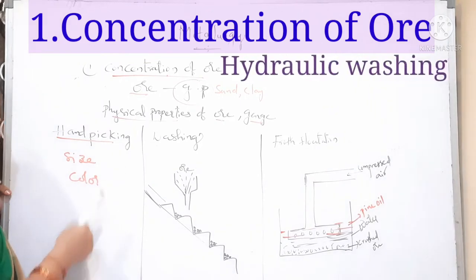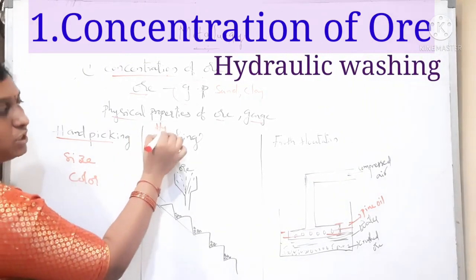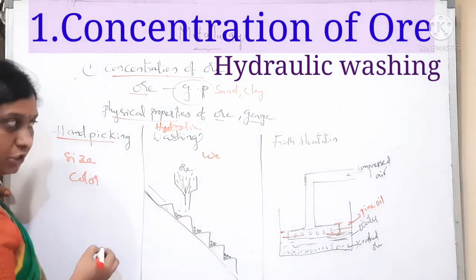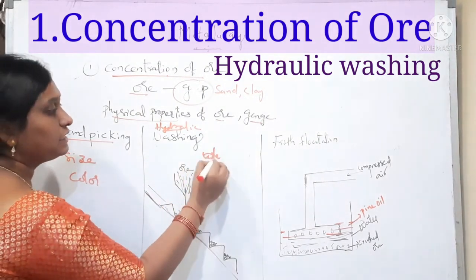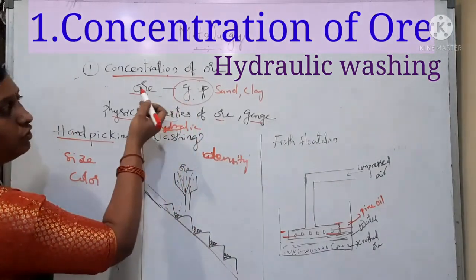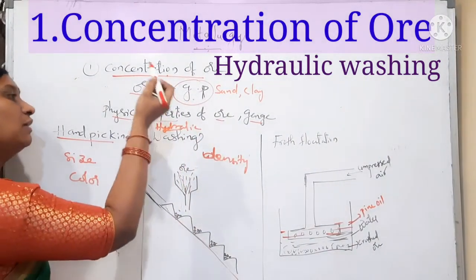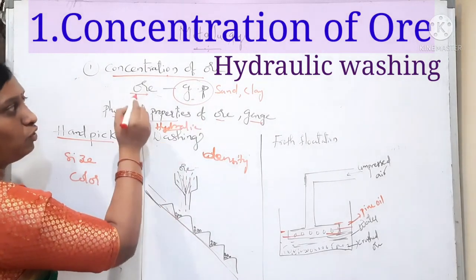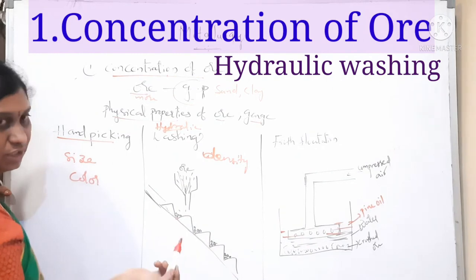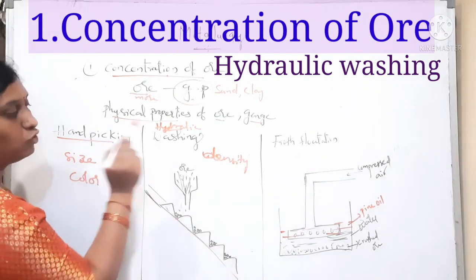The second process is called hydraulic washing or gravity separation. This hydraulic washing is mainly based on the density difference of ore and gangue particles. If the ore is more dense and the gangue particle is less dense, then we'll go for hydraulic washing.